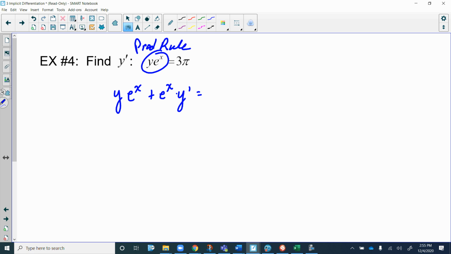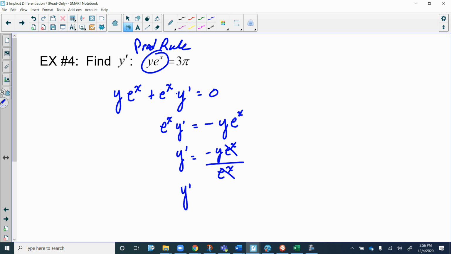And on the right side, 3 pi, remember pi is just a number, so 3 pi is a constant. The derivative of the constant is 0. So to isolate y prime, I'm going to get e to the x times y prime will be equal to negative y times e to the x. And then finally y prime would be equal to negative y times e to the x over e to the x, and you're going to see that those are going to simplify. So y prime is equal to negative y in this case.